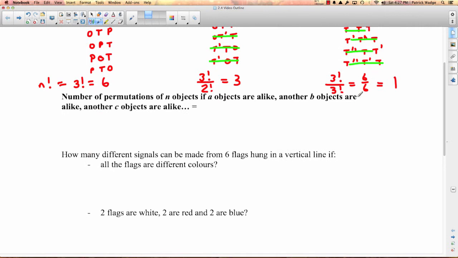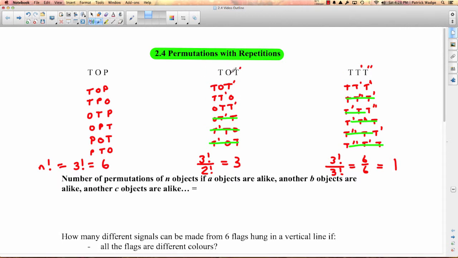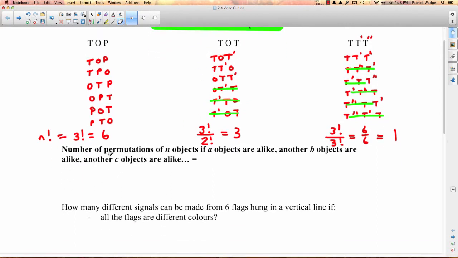The number of permutations of n objects, that's how many you started with, all right? If A objects are alike, and another B objects are alike, and another C objects are alike. So for example, in this question right here, this TOT, ignore the T prime, we're no longer interested in that. This would be like the number of permutations of n objects, well in this case it would be 3. If A objects are alike, well that'd be 2 objects are alike. And another B objects are alike, well you just have one O. So it'd be if 2 objects are alike and then 1 object.